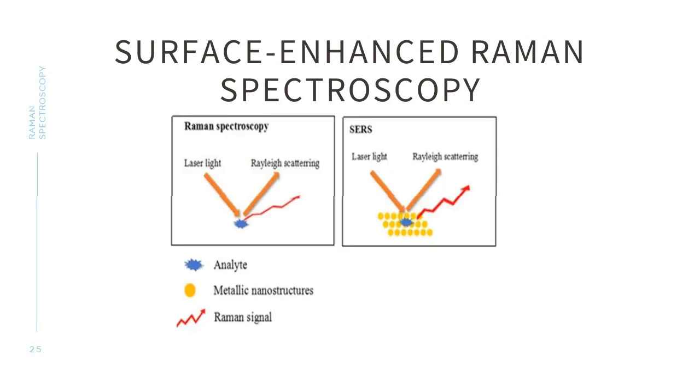And here we can see how surface enhanced Raman spectroscopy is different from normal Raman spectroscopy. In normal Raman spectroscopy we use only the given molecule, but in surface enhanced Raman spectroscopy there is a metallic nanostructured surface.